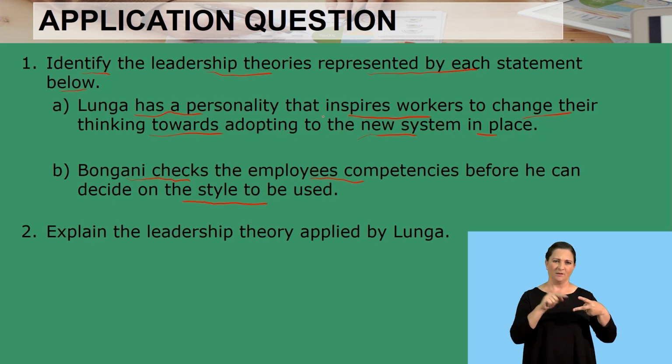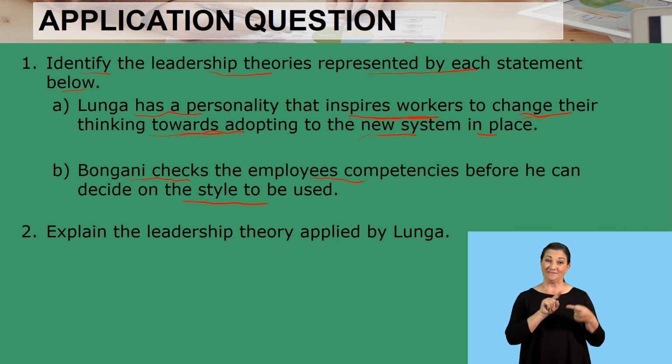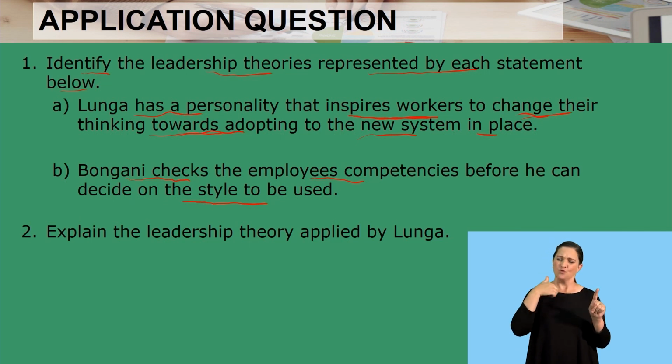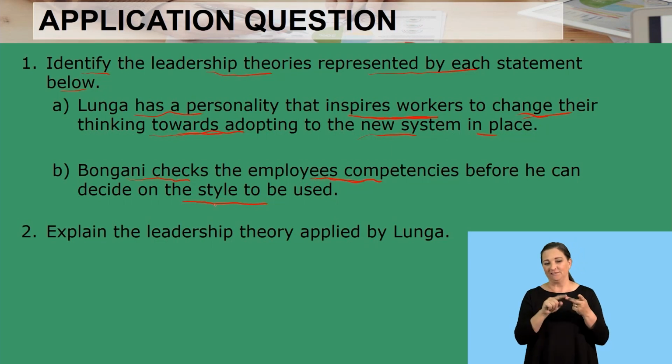Because with Lunga, we are talking about him inspiring workers to change their thinking towards adopting the new system in place. So Lunga wants to do the change in a very constructive way by preparing the followers so that they know. The key here is that Lunga has to start by changing the way they think. Then number 2, we have Bongani, who checks the employee's competency before he can decide on the style to be used. Then question 2, explain the leadership theory applied by Lunga.